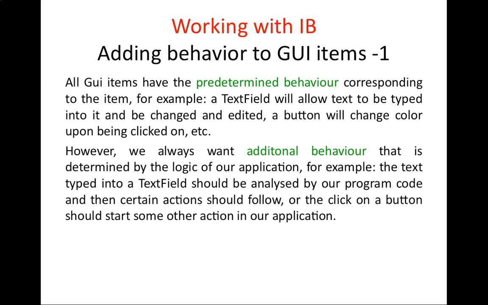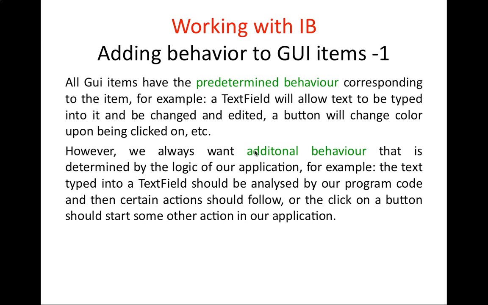After you drag it on there, we've seen how you connect it to the interface. Now in the implementation, you would basically create the behavior. All GUI items have predetermined behavior corresponding to the item. As an example, a text field will allow text to be typed into it and be changed and edited, and a button will change the color upon being checked or something. So color buttons change colors, text boxes allow you to type stuff in there, buttons allow some click events.